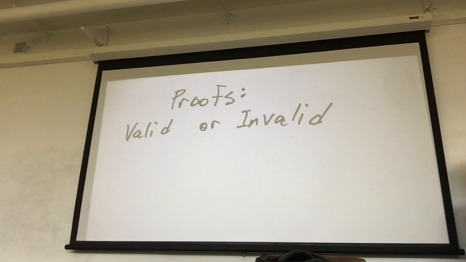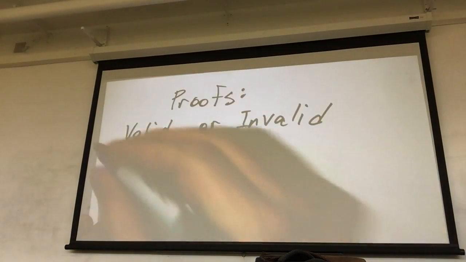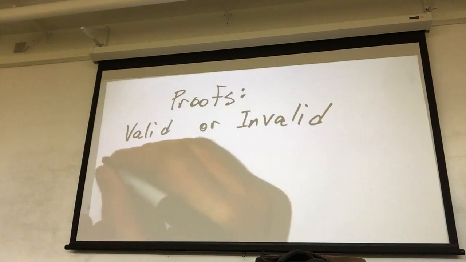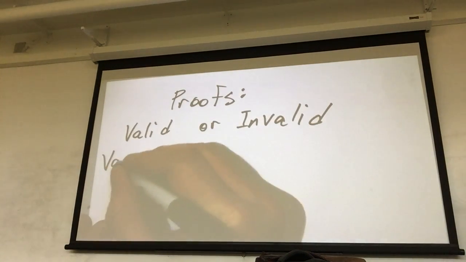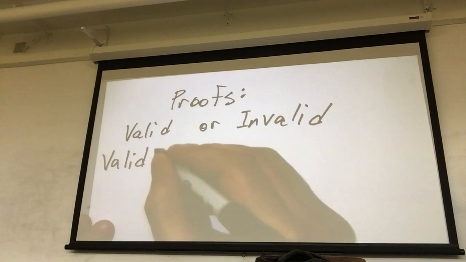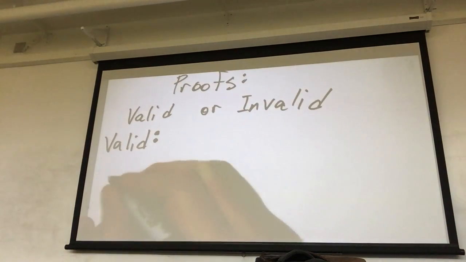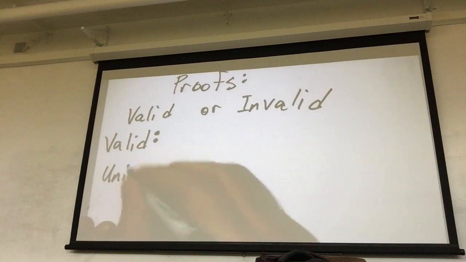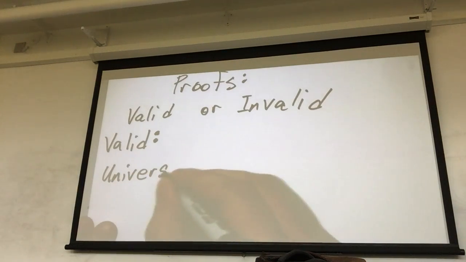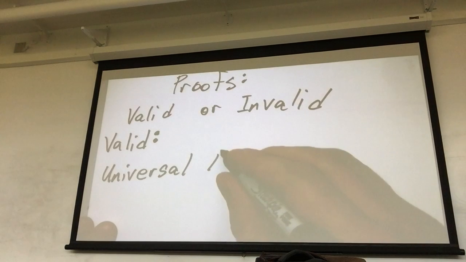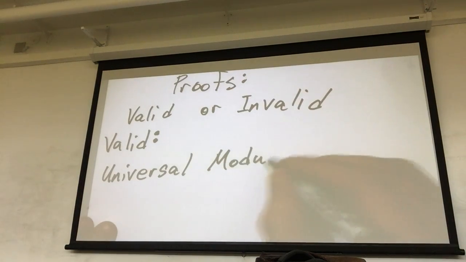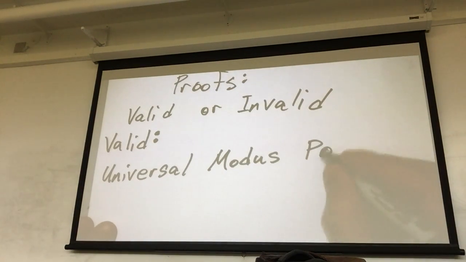Okay. So we're discussing valid or invalid proofs. We have the valid proofs. And so the valid proofs, the first one is going to be universal modus ponens.